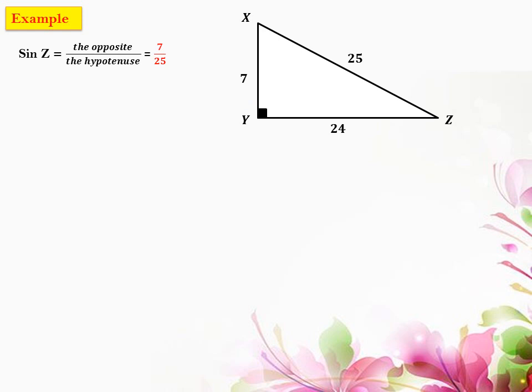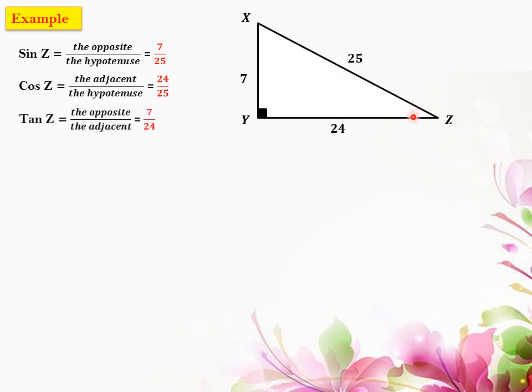First of all, sine Z by the rule equals the opposite over hypotenuse. Opposite of Z is XY, 7, over hypotenuse, equals 7 over 25. Cosine Z is adjacent over hypotenuse. The adjacent for Z is YZ, equals 24. Adjacent over hypotenuse equals 24 over 25.